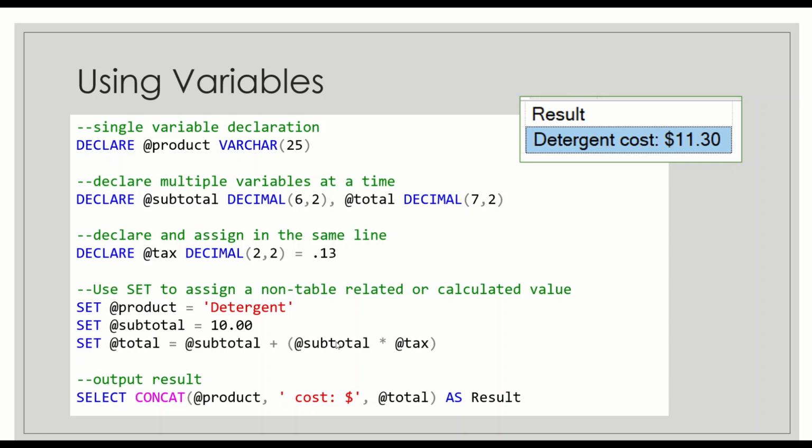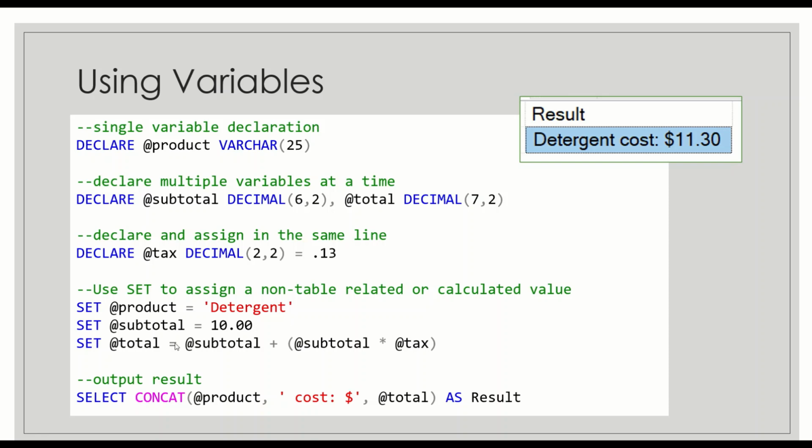Well, it says that we're going to multiply the subtotal, that's 10, times the tax value, that's 0.13. That gives us the value of 1.3. And then we're adding that to the existing subtotal. So the subtotal, 10, plus 1.3.